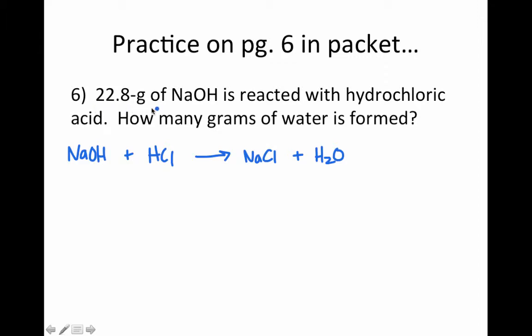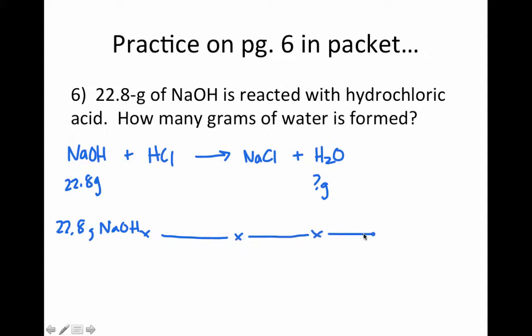The problem says 22.8 grams of sodium hydroxide is what I'm given. How many grams of water is formed? So that's what I'm looking for. This is going to be a 3-step gram to gram stoichiometry problem. So I'm going to start with 22.8 grams of sodium hydroxide. We're going to do 3 steps.